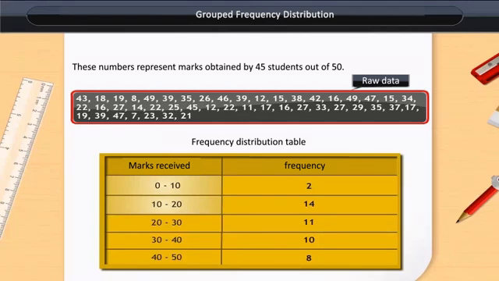Observe that 10 occurs in both classes, that is, in 0 to 10 as well as in 10 to 20. But it is not possible that any observation is related to 2 classes simultaneously. To avoid this, we adopt the convention that the common observation will be related to the higher interval, that is, 10 is related to class interval 10 to 20 and not with 0 to 10.